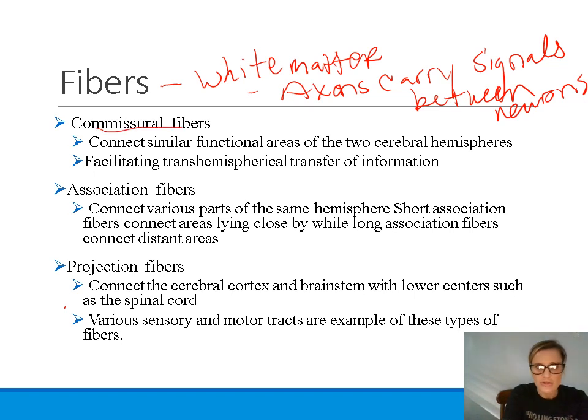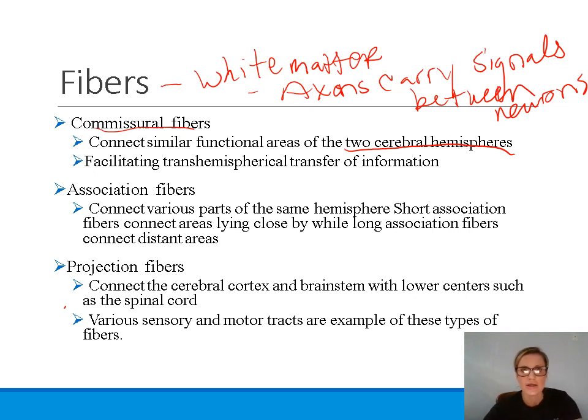Commissural fibers connect similar functional areas between the two cerebral hemispheres. So commissural fibers go between the left and the right hemisphere, and this just facilitates transhemispheric transfer of information. So this is just allowing for communication between the left and right hemisphere, so the two sides of the cerebrum know what's going on with each other.